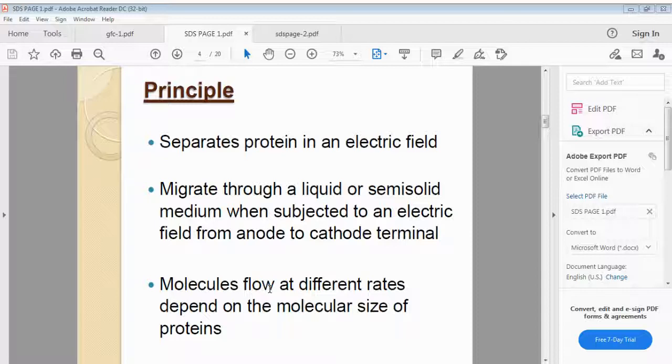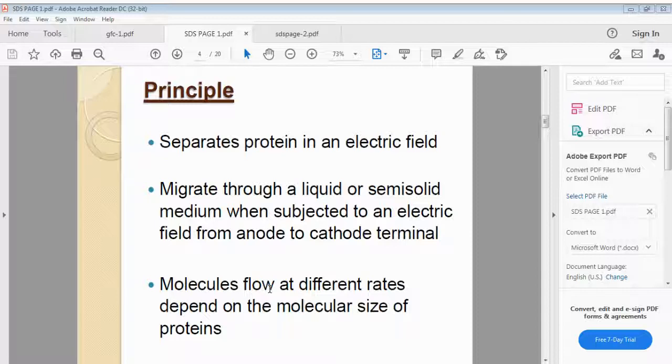Suppose a protein is made up of 50 amino acids. Then 25 SDS molecules can bind to it. If the protein is made up of 100 amino acids, then 50 SDS molecules can get attached to the protein. So which is the bulkier protein, the one having 10 amino acids or 100 amino acids? The one having 100 amino acids is bulkier in nature.